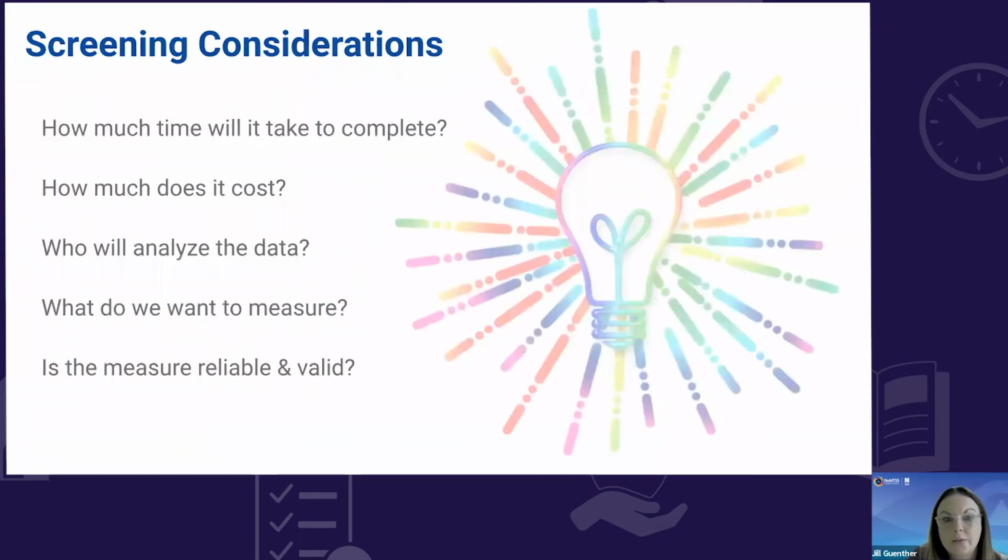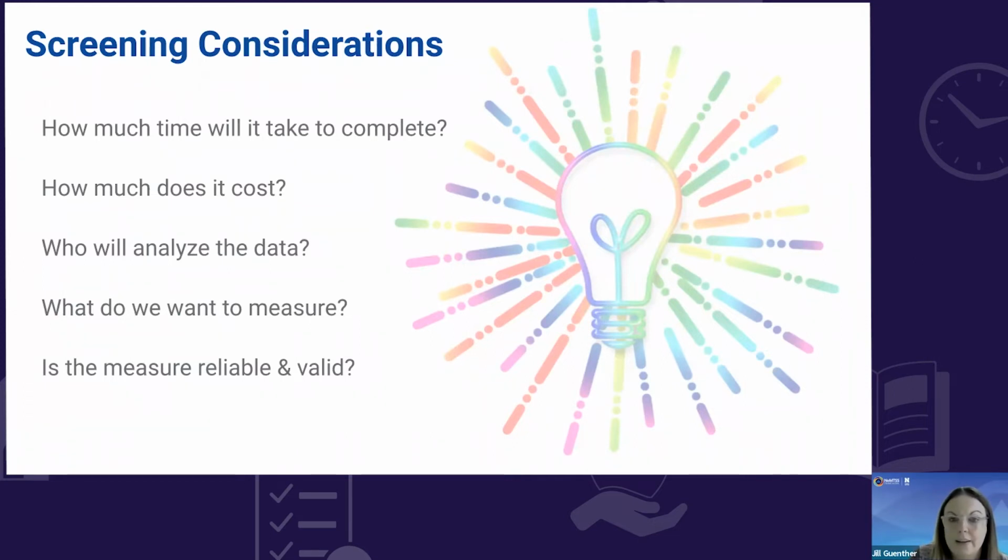Some screening considerations, so things to think about, things to have those discussions around with your team. How much time will it take to complete the screening? How much does it cost? Who will analyze the data? What do we want to measure? And then is the measure reliable?